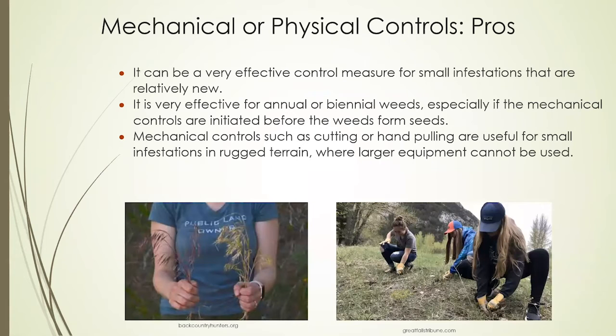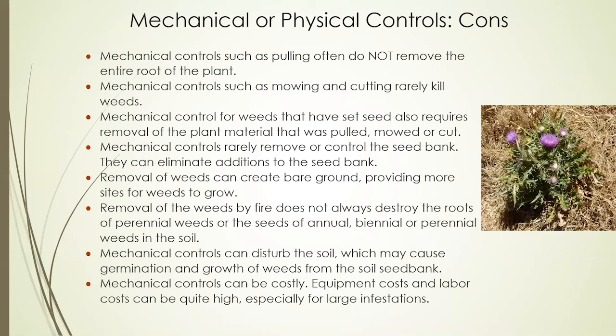So what are the pros of mechanical or physical controls? They can be really effective for small infestations that are new. It's effective for annual and biennial weeds, especially if you initiate it before the weeds form seeds. Cutting and hand pulling are useful for small infestations in rugged terrain where large equipment can't be used. What are the cons? Pulling doesn't remove the entire root of the plant, and it will resprout.